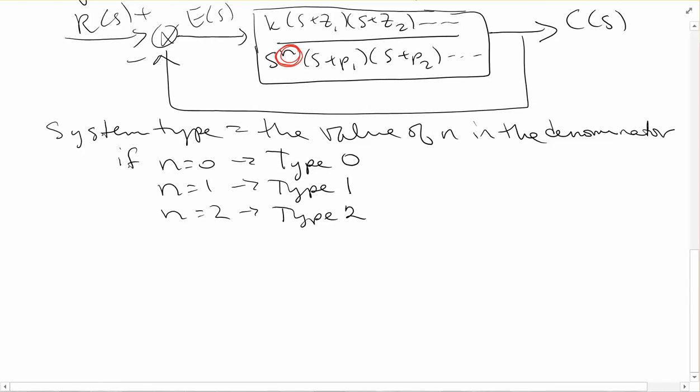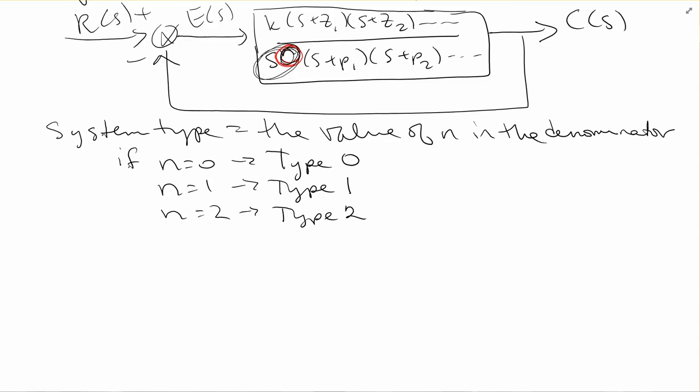It just gives you a way to reference this exponent on s. Because remember, like we talked about in class last week, this exponent of s basically determines what kind of response you're going to get. Okay, if you're going to get zero, finite, or an infinite error.